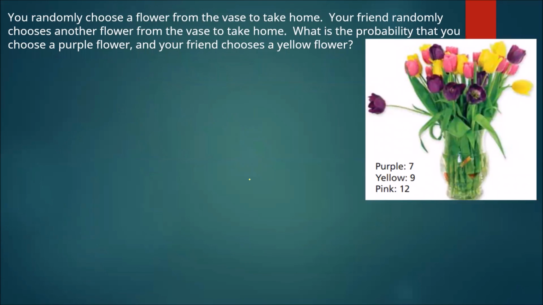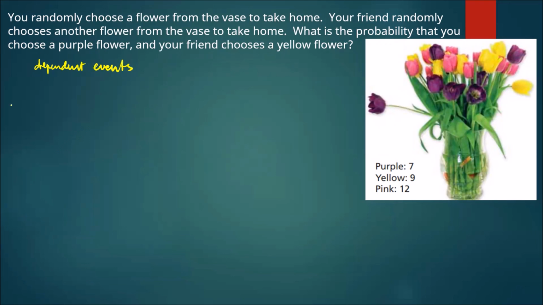Now, let's have another example. You randomly choose a flower from the vase to take home. Your friend randomly chooses another flower from the vase to take home. What is the probability that you choose a purple flower and your friend chooses a yellow flower? Okay. Now, what kind of events are we talking about here? It is not said that we replace the flowers, right? So they are dependent events.